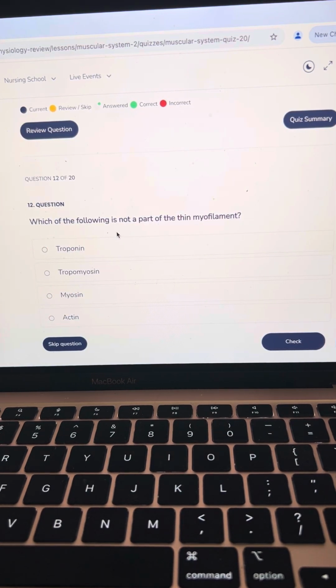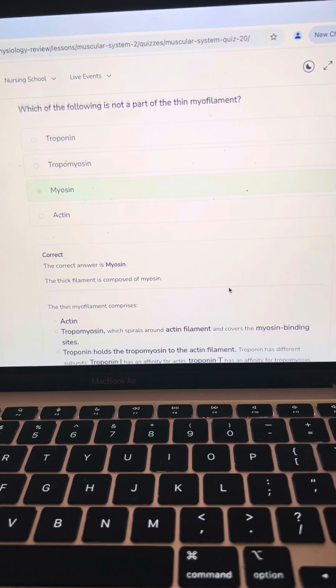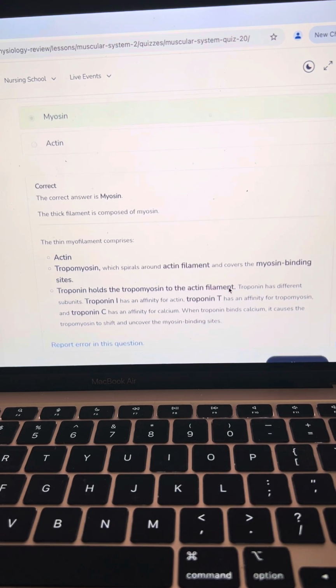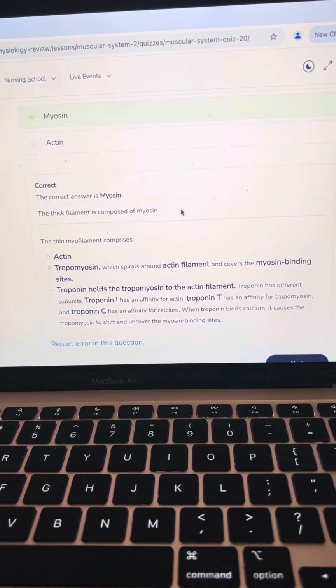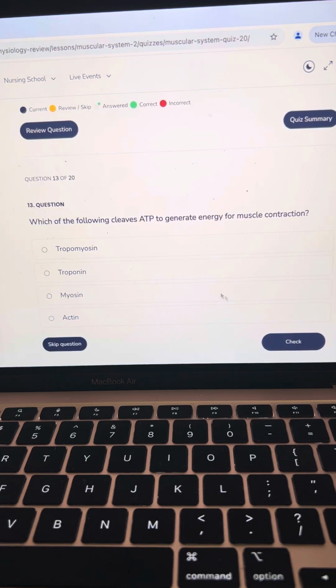Which of the following is not part of the thin myofilament? Is it troponin, tropomyosin, myosin, or actin? I'm picking myosin because I remember it in my study, in the lessons, right? And there you go. It tells you the thick filament is composed of myosin, so it wouldn't be in the thin filament. Let's keep going. Almost done here.